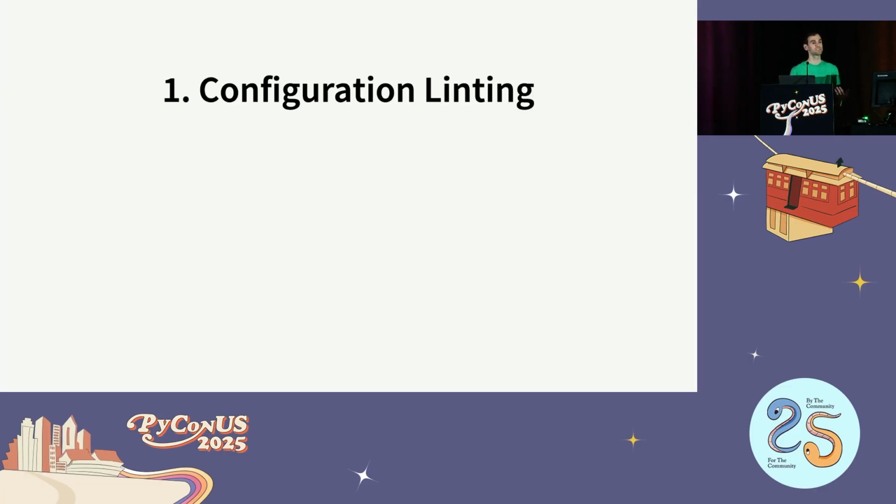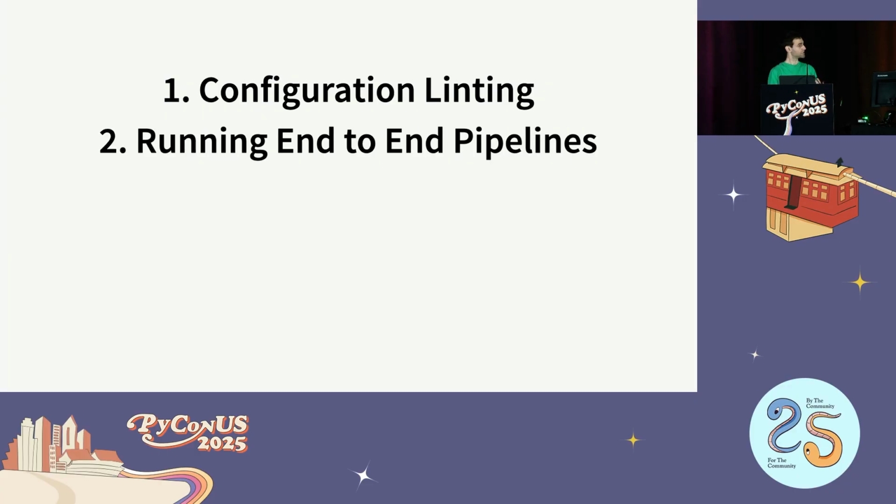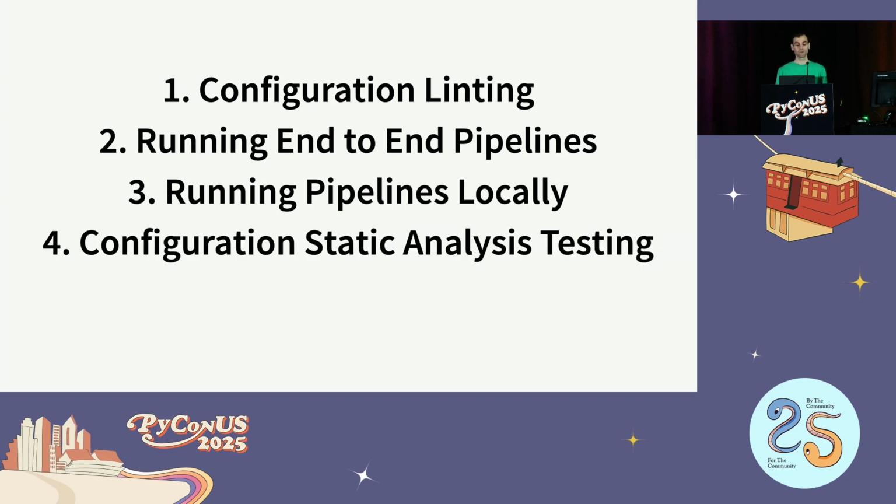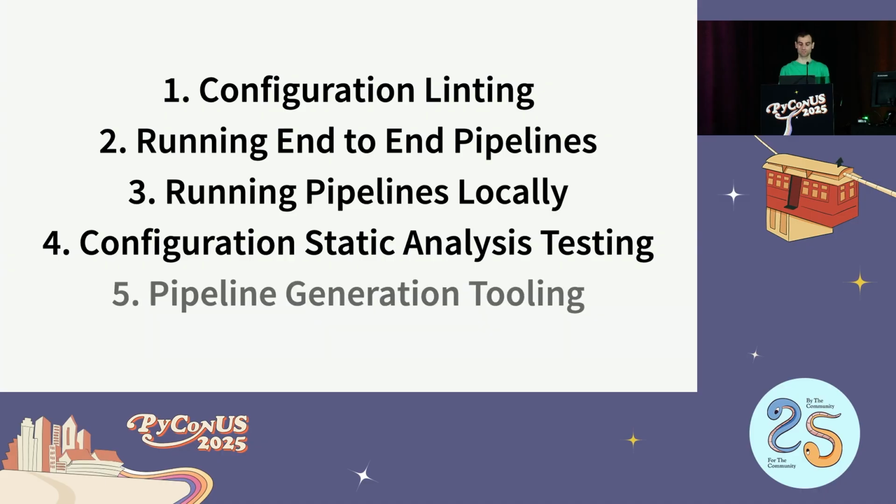The first is validating our CI configuration using linting tools. The second is running an end-to-end CI pipeline before committing changes. We'll then look at how we can run those pipeline jobs locally, how we can run static analysis testing on CI configuration, and finally, we'll look at dynamically generating pipelines using tools.